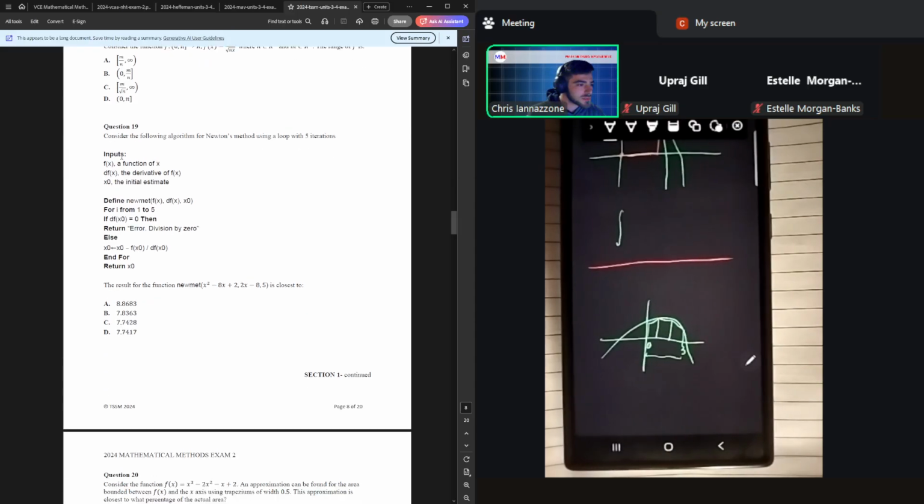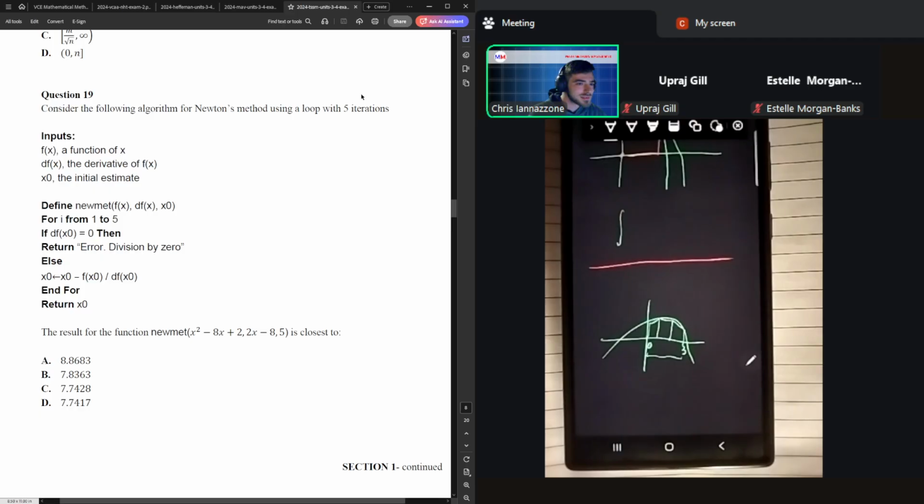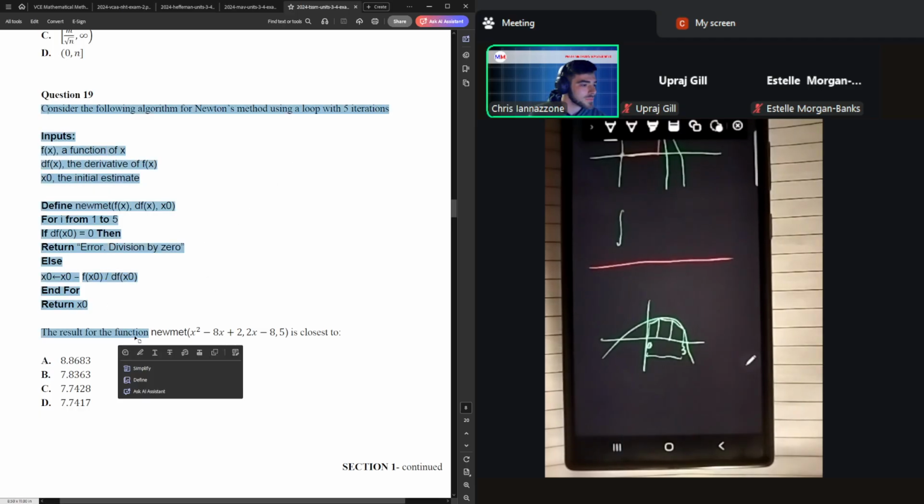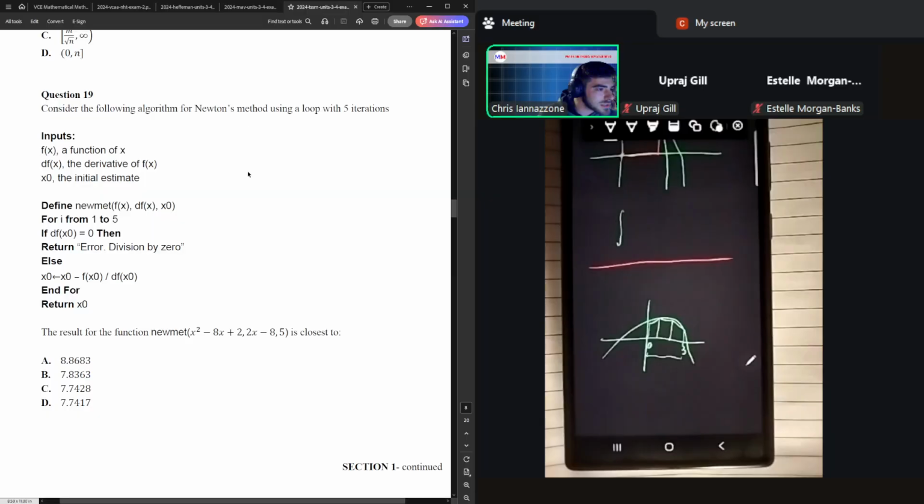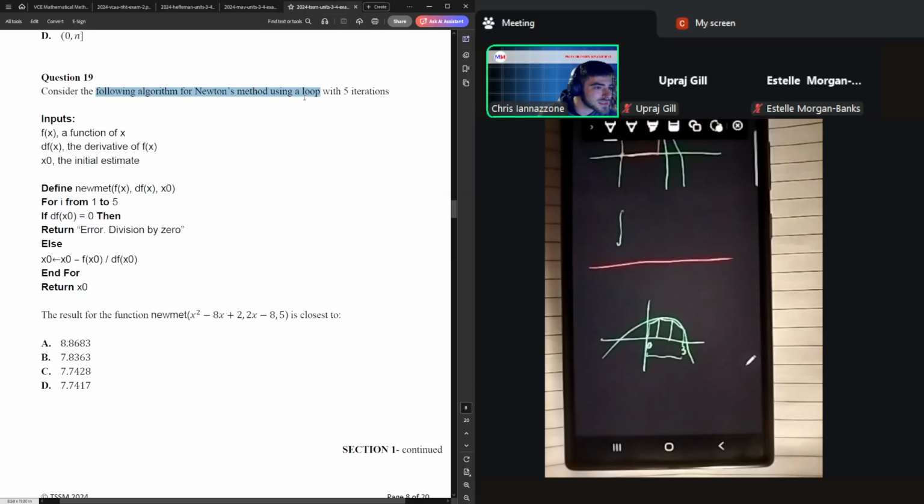If you spot one and I miss it, feel free to call me out, because I am going kind of fast trying to find them. But okay, I did find one here. This is a Newton's method algorithm.